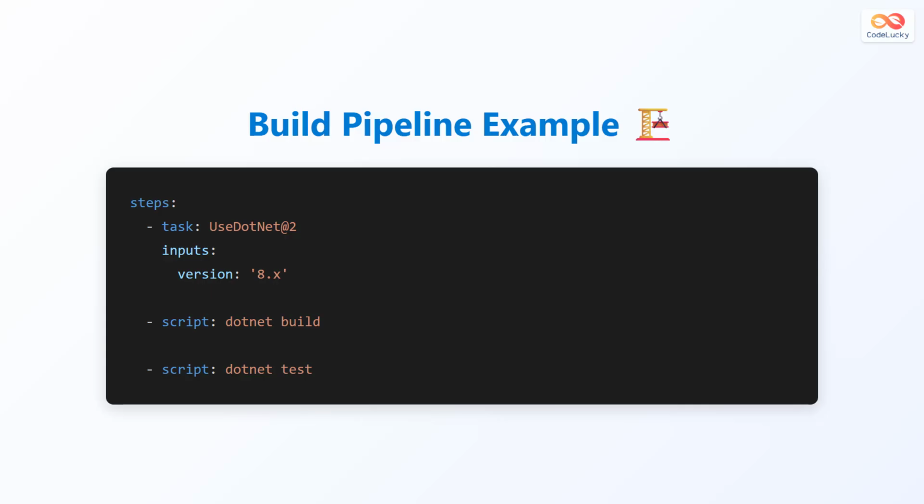Let's look at a practical build pipeline example. The steps section begins with a task that sets up the .NET runtime, specifically version 8. Next, we run the .NET build command to compile the application. Finally, we execute .NET test to run all unit tests and verify the code works correctly. This automated sequence ensures every code change is built and tested consistently, maintaining high code quality throughout the development process.